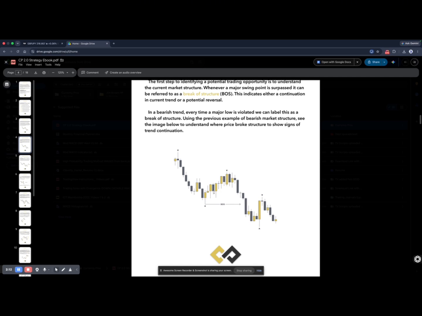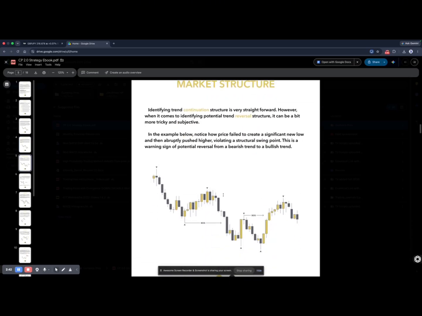So it's taking out this swing low here. It doesn't necessarily matter about this point here or this point here, because those are not marked as the major swing high or swing low areas. This one is. So as soon as it does break that point, that is considered a break of structure. And this is something that is very, very important in this particular strategy. Okay, so number one, market structure. Number two, break of structure.